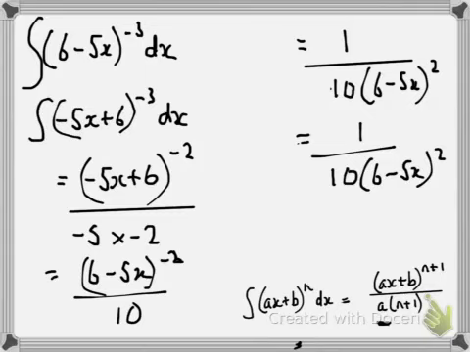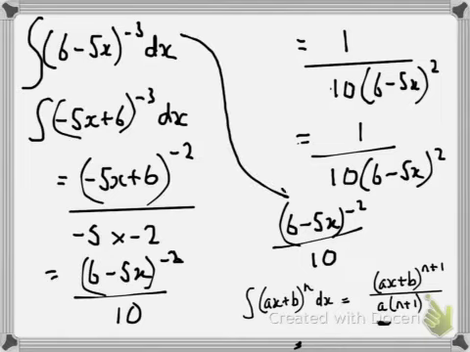Notice the back of the book just leaves it as (6 minus 5x) to the negative 2 over 10. So that's alright, either way. I suppose sometimes if it's expressed as negative indices in the question, it's okay to put them as negative indices in the answer as well. So there we go. That's the end of the first video, part 1 of integration, anti-differentiation. So look forward now to part 2.